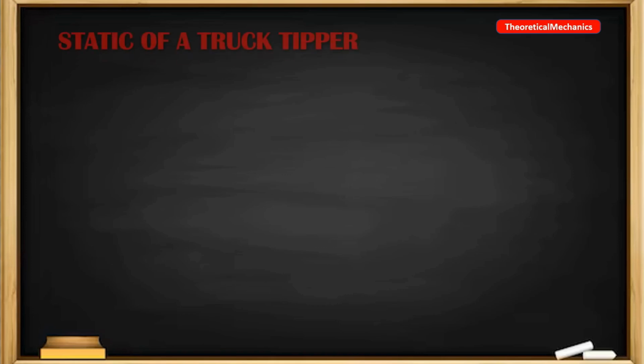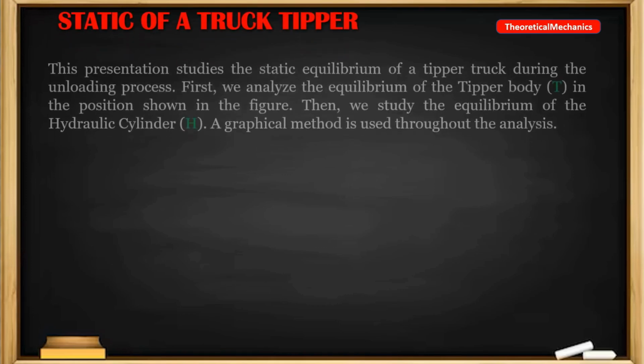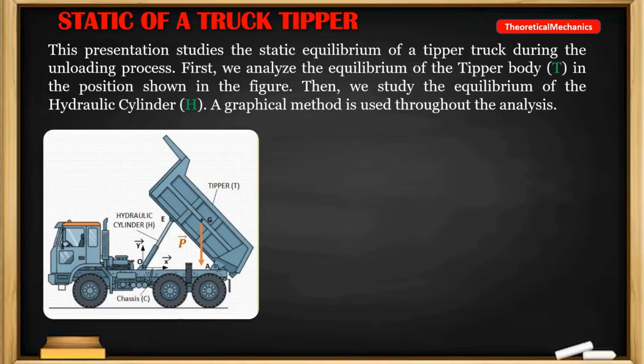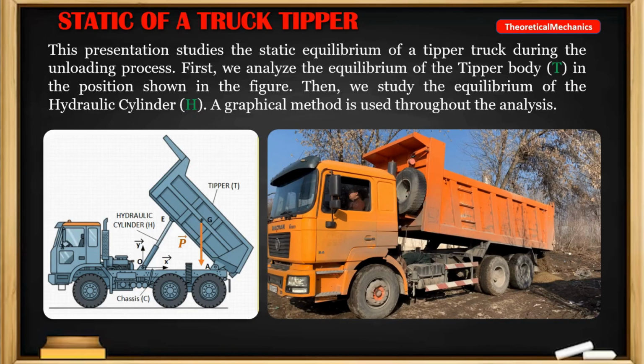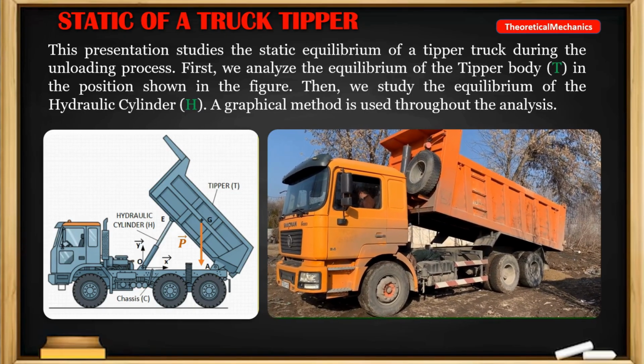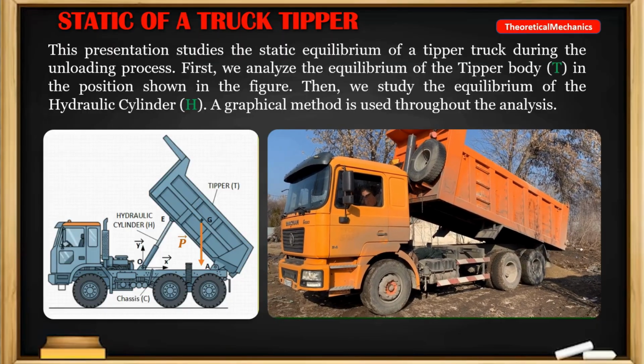Hi. Here we solve a graphical statics problem, which is very easy to do since we won't be using tedious and lengthy calculations. The problem concerns a truck tipper in the unloading position at the very beginning of the operation. This tipper is hinged to the chassis at point A and lifted by a hydraulic cylinder at point E.